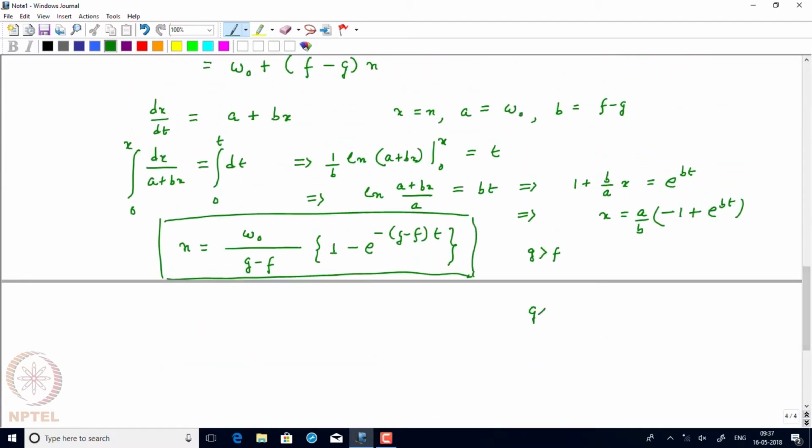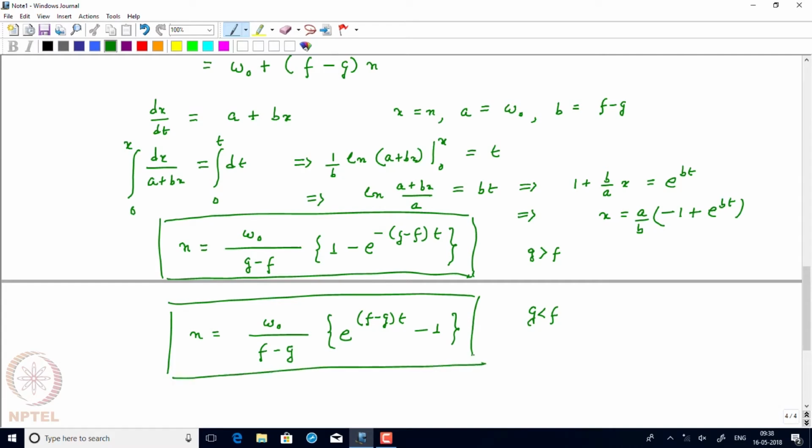we can write it in the original form, without introducing the minus sign. In that case f minus g is positive, and I'll have minus 1, but I can write that later. So I can write e to the power (f minus g), which is a positive quantity, into t, and minus 1. So that is the usual way people would write the solution.